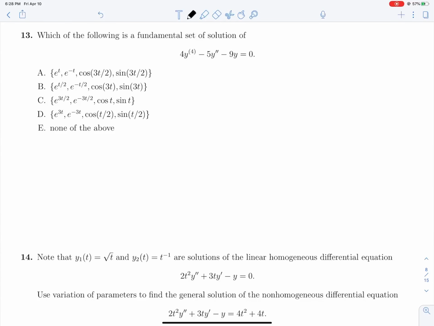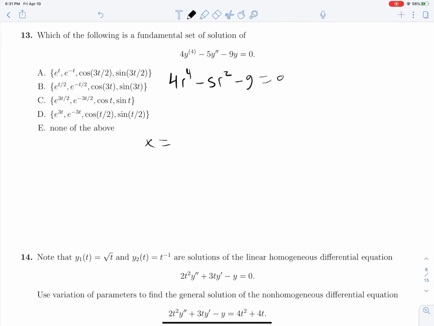13. Which of the following is a fundamental set of solutions of this fourth order homogeneous differential equation here? So we can take out our characteristic equation, which will be 4r to the 4th minus 5r squared minus 9 is equal to 0. And now that we have this characteristic equation, we will see pretty quickly if you do the factoring. I'm actually not going to do the factoring here because I'm incredibly bad at factoring things like this. But we'll see that we have roots.